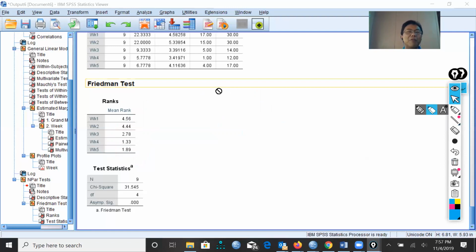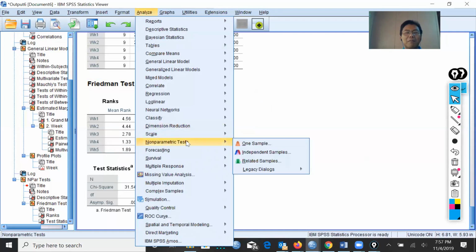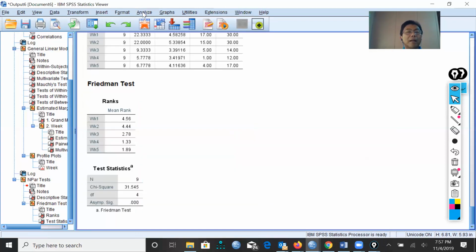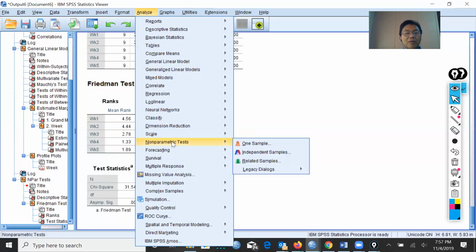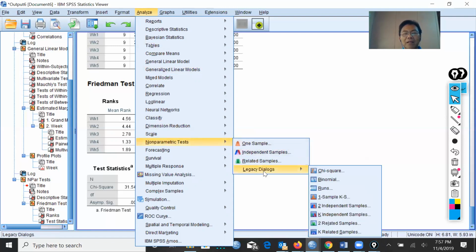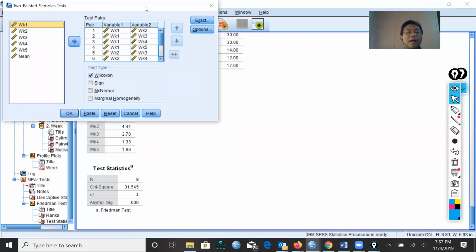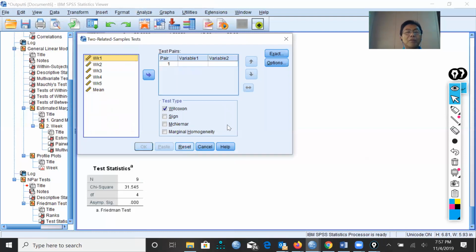For example, you go to Analyze, you go to Non-parametric, and then you go to Related Samples, or rather, hang on, actually not. You go to Analyze, you go to Non-parametric, you go to Legacy, and then you go to Two Related Samples. Okay? And what you do is you go pair by pair.